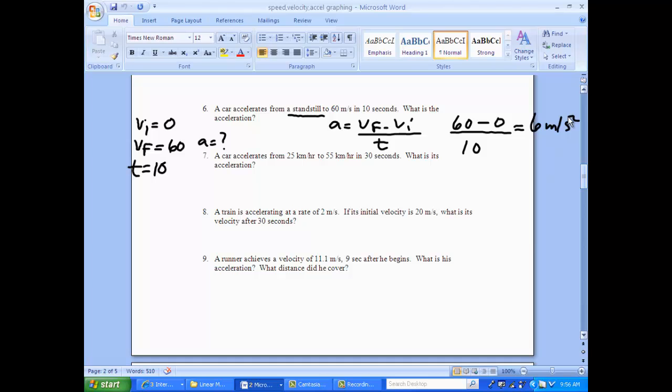I'm going to go down to 8 here just because it's a little bit different. Just by the fact that there's a typo, meters per second squared. A train is accelerating at a rate of 2 meters per second squared. Its final velocity is 20. What is the velocity after 30 seconds? So in this case, we know that a is 2. It's telling us its initial velocity is 20. We know that the time is 30. And we want to know what is its velocity after 30 seconds. So we are trying to find out what Vf is.